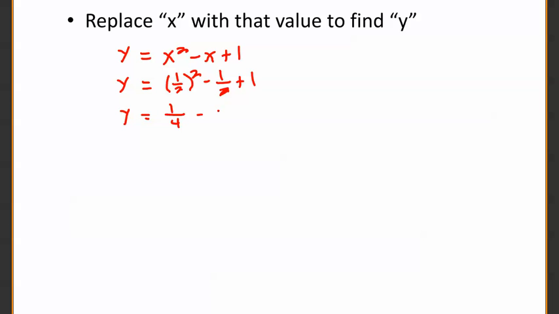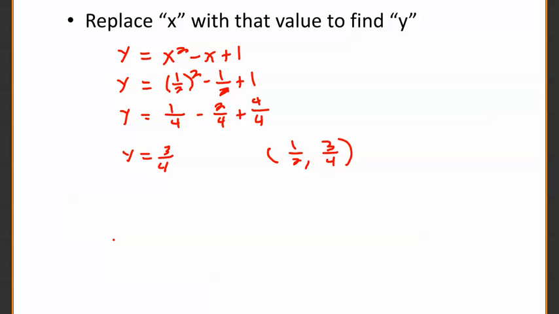minus, let's go ahead and make that 2/4, and let's make that 4/4, so we'll have a common denominator all the way across. So 1 minus 2 is negative 1, and negative 1 plus 4 is positive 3. So my vertex is 1/2, or 0.5, and 3/4.